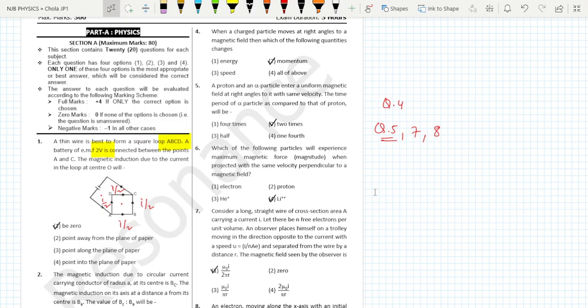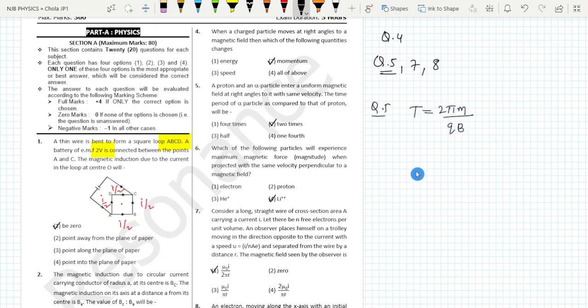Next question number 5. A proton and an alpha particle enter a uniform magnetic field at right angles to it with the same velocity. The time period of the alpha particle as compared to that of the proton will be. So in question number 5, we have to compare the time period. Let us see the formula for time period. Time period is equal to 2 pi m upon q into B.